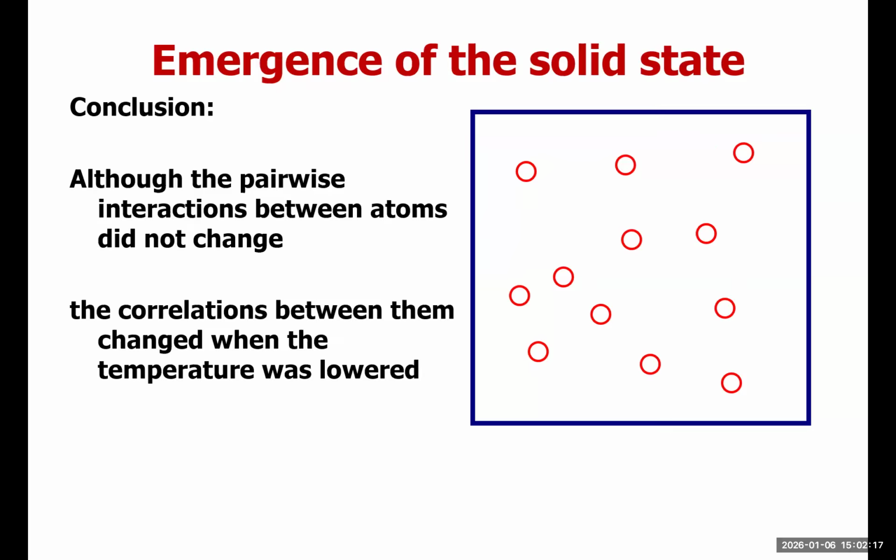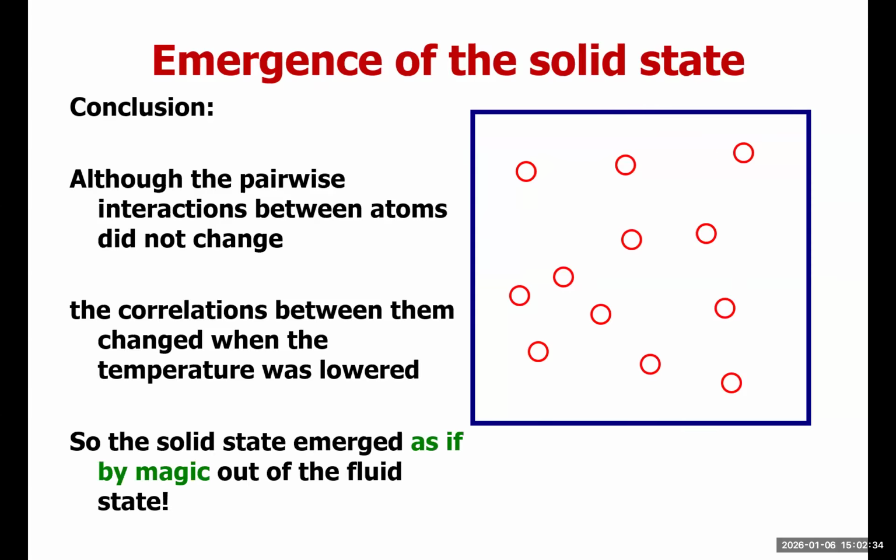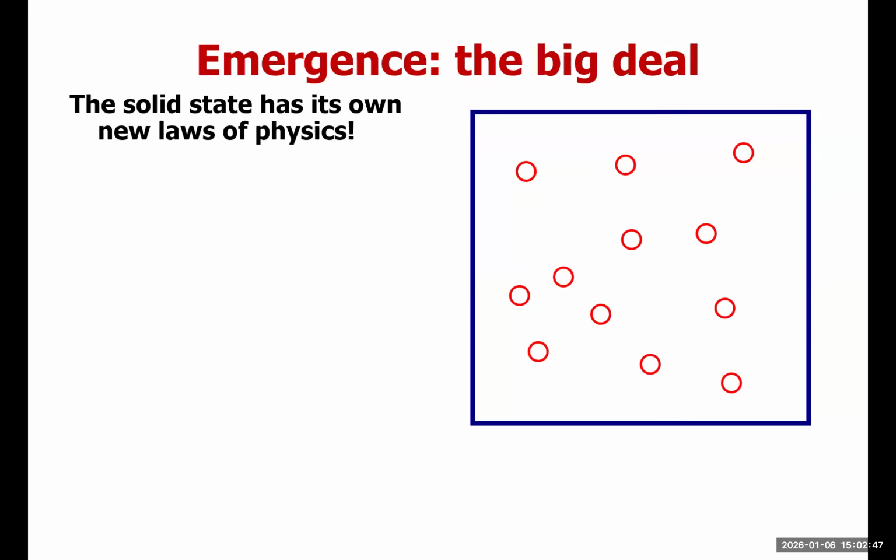Correlations meaning, if I know I've got an atom here, what is the probability that I will see another atom over here? That's called a correlation, and that has changed. That's very different in air and fluid than it is in the solid state, but the interactions didn't. So this is all going to be about trying to understand correlations. And the solid state emerged as if by magic out of the fluid state. I mean, we didn't predict that it would occur. We just lower the temperature and bang, you suddenly see that there are solids and you don't fall through the floor.